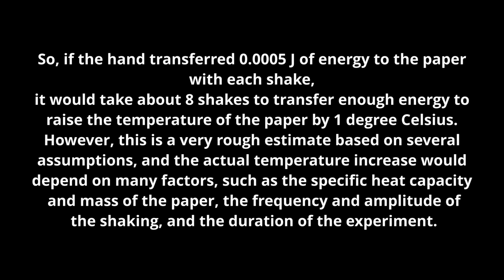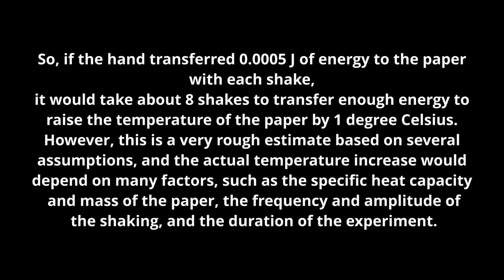I get that. In this example, does the heat gain max out? If I shook the paper for 60 seconds at this rate, how hot would it get? If you shook the paper continuously for 60 seconds at a rate of 8 shakes per second, the temperature of the paper would likely continue to increase over time, but it's difficult to predict how much it would increase without knowing more details about the specific heat capacity and mass of the paper, as well as the amplitude and frequency of the shaking. However, if we assume that the temperature increase per shake is constant, then the total temperature increase after 60 seconds of shaking would depend on the total number of shakes. At a rate of 8 shakes per second for 60 seconds, you would have a total of 480 shakes.